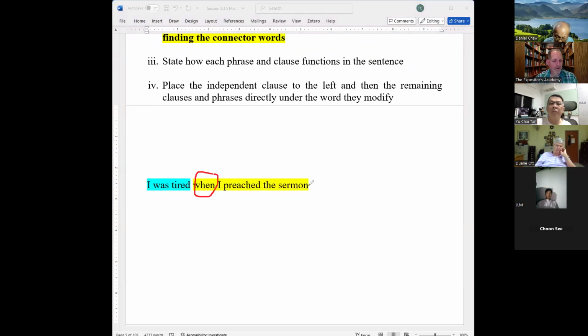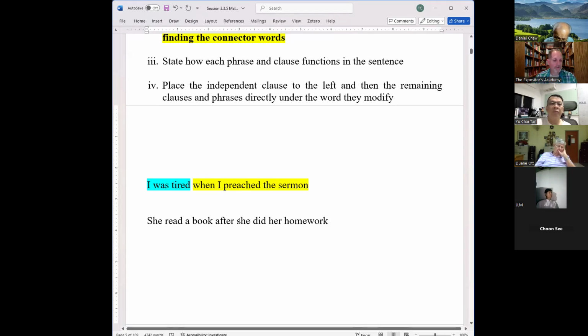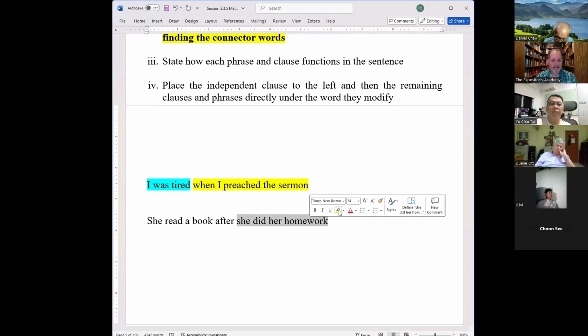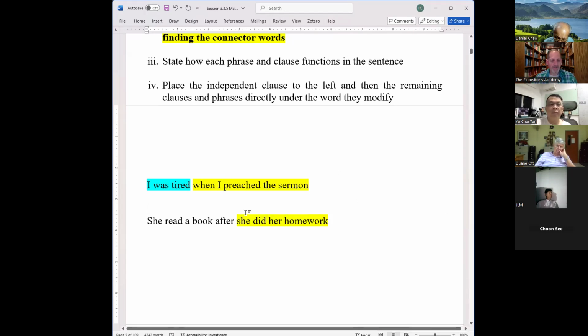Another example might be: she read a book after she did her homework. So here, "she did her homework" is a clause, with the subject she, the verb did, and the object homework. But notice this word "after" before it tells us that this clause is dependent. It doesn't stand alone.